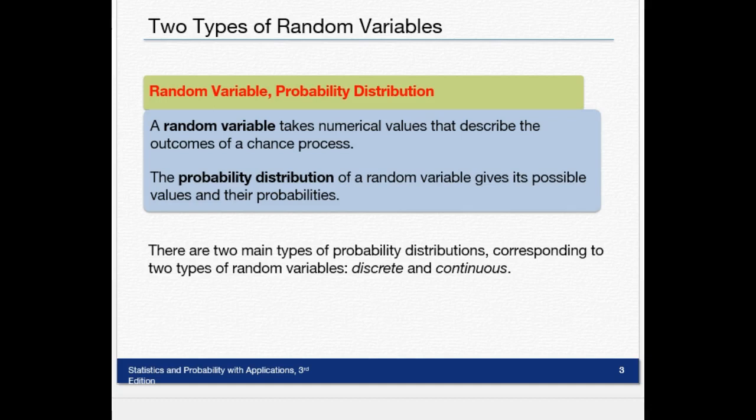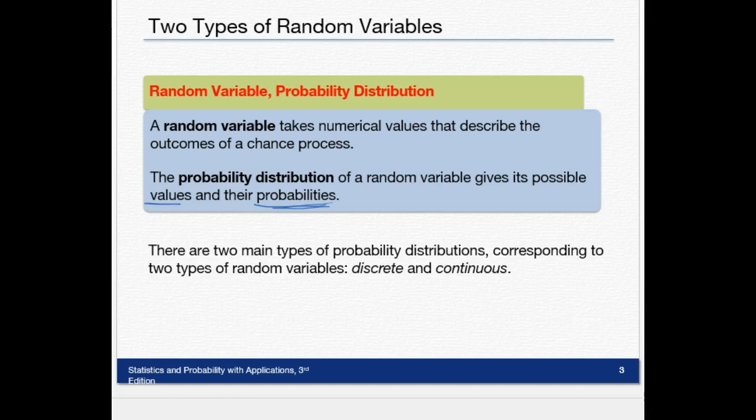A random variable takes numerical values that describe the outcomes of a chance process. Okay? The probability distribution of a random variable gives its possible values and their probabilities. Okay, so it's like the probability model we talked about in the previous chapter. It tells you all the possible outcomes and the chance, the probability, of each of those outcomes.